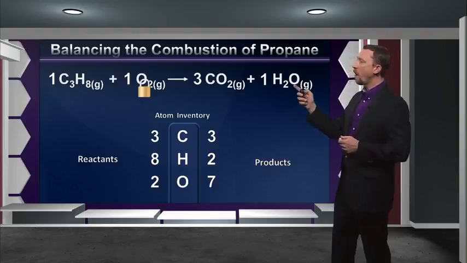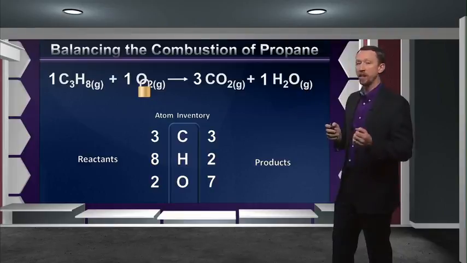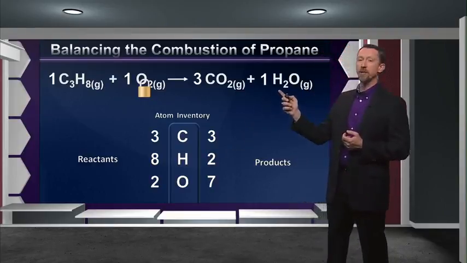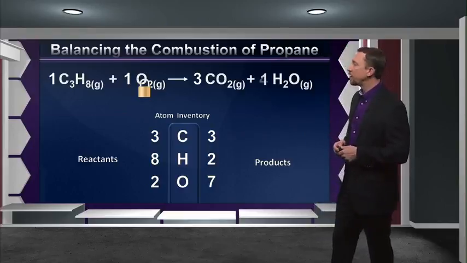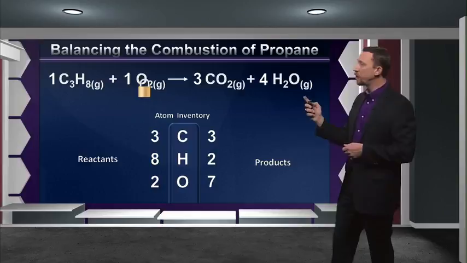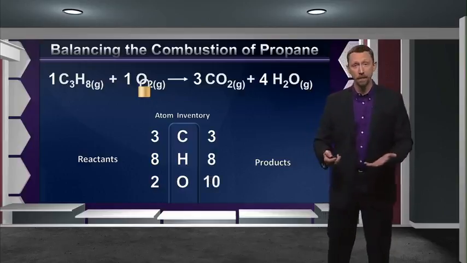So let's go to water and try to use water to balance out the hydrogen. Notice that we are deficient in hydrogen over here on the product side, and I've only got 1 source of hydrogen on the product side. So let's increase that. I'm going to increase the coefficient to 4. And in doing so, I'm going to increase the amount of hydrogen to 8, but I'm also going to add additional oxygen atoms, bringing their total to 10.